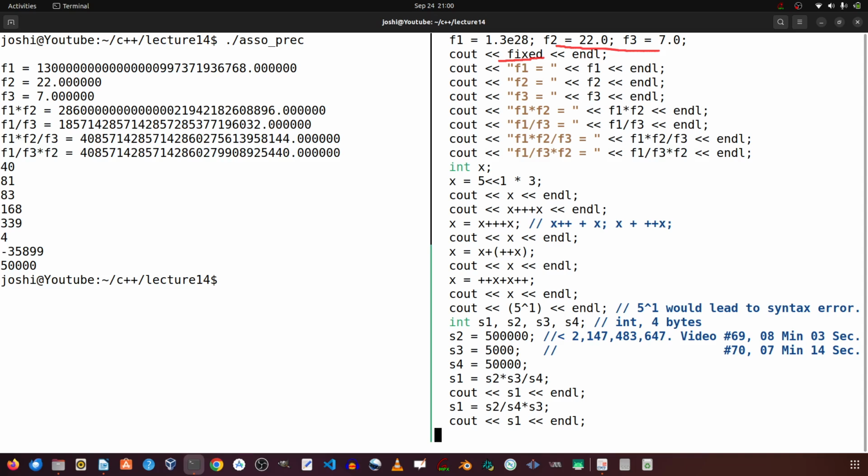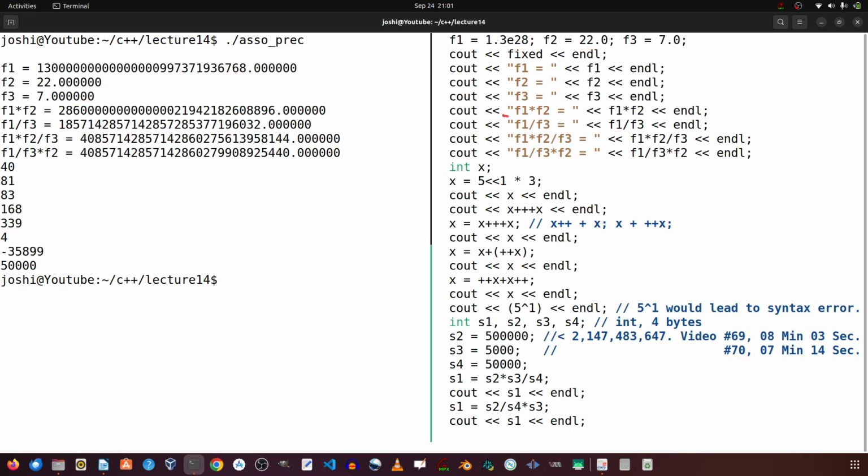Okay, so now if I say cout f1, it has printed this. Now you can see here the value is 1.3 multiplied by 10 to the power 28. So after 1.3 we must find all zeros, but it has printed these non-zero digits also. So I reiterate that floating point representations are not exact for every number. So it is clear here. So here 22.0, no problem. Here it is 7.0, absolutely no problem. So by default 6 digits after decimal point. Number of times I have said this.